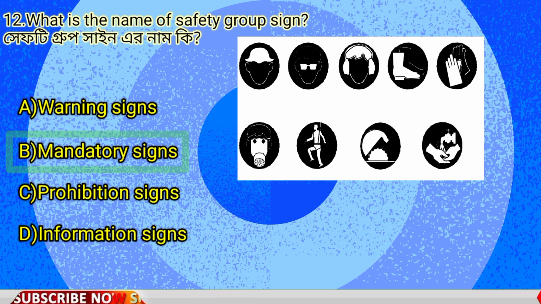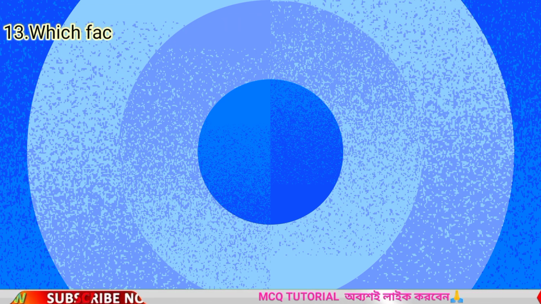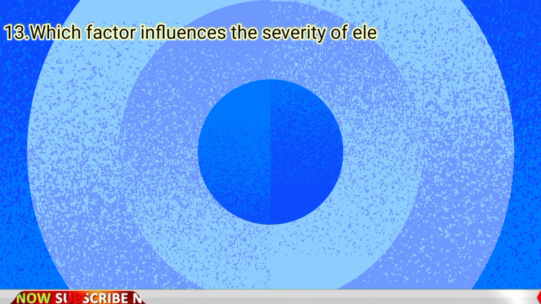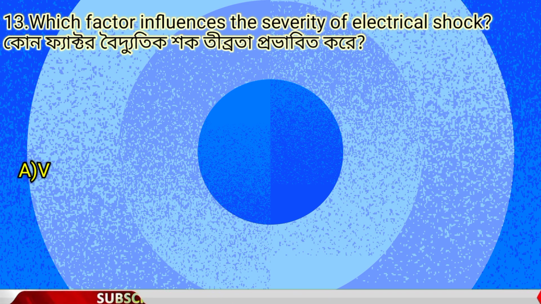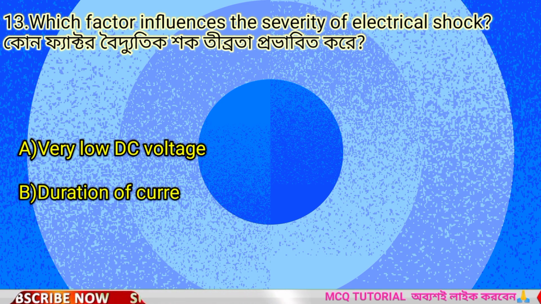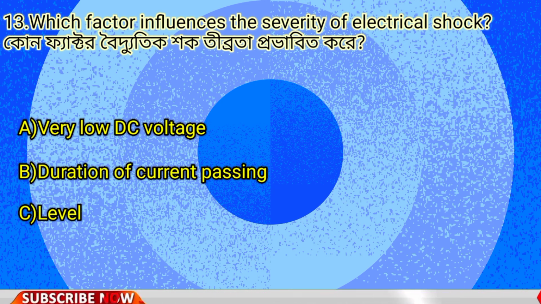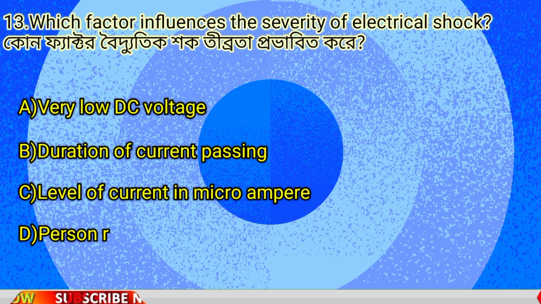The answer will be option B, mandatory sign. Which factor influences the severity of electrical shock? Option A, very low DC voltage. Option B, duration of current passing. Option C, level of current in microampere. Option D, person receiving the shock.